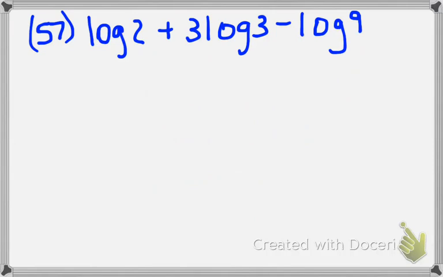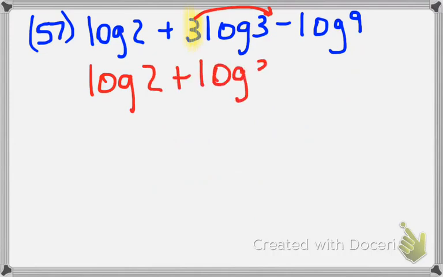So, first thing, I look for coefficients. We're going to move the coefficient back here. So I'm going to have log 2 plus log 3 to the 3rd power minus log 9. Since I have addition and I also have subtraction, I'm going to do it in 2 steps.